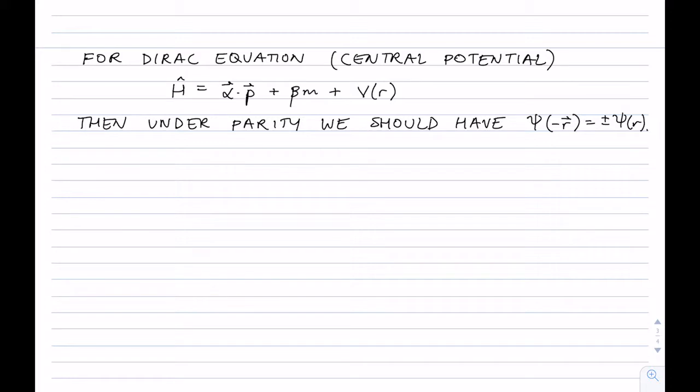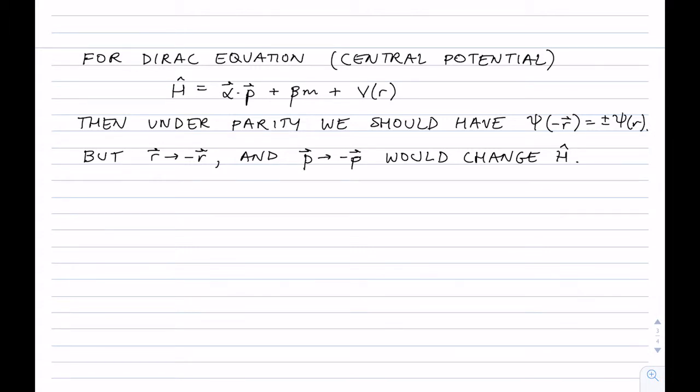But we see that there is a problem here. If we take r to minus r, and then momentum goes to minus momentum as well, remember momentum is just a derivative of the wave function, then that would change H. In the non-relativistic limit, the kinetic energy term would be proportional to p squared, and that would not change sign under the parity transformation. But here the Hamiltonian is linear in the momentum p, and so it will change the sign of the Hamiltonian. In fact, the kinetic energy term alpha dot p will change sign, but beta m and V of r will not. So we'll have a relative sign difference between the two terms. And so we're definitely going to get different eigenfunctions.